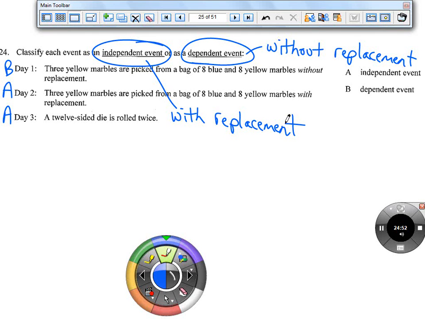So 3 yellow marbles are picked from a bag of 8 blue and 8 yellow marbles without replacement. So we're not putting them back, so that's why we're going to say that it's dependent. Okay. Roll a die. Anytime you roll dice, it's going to be independent because it's going to be the same probability each time you roll the dice.